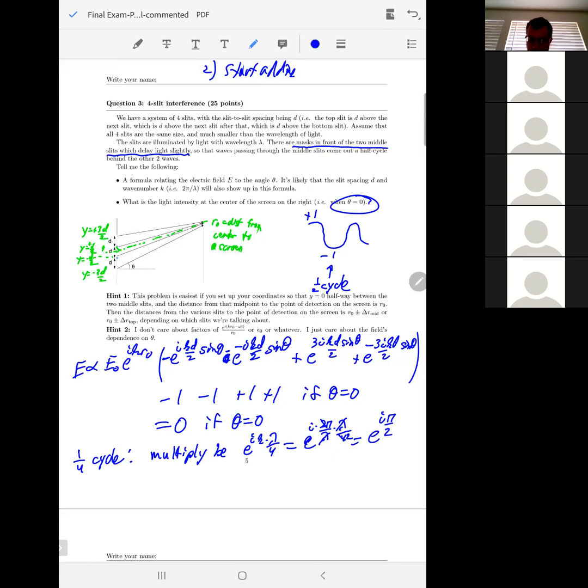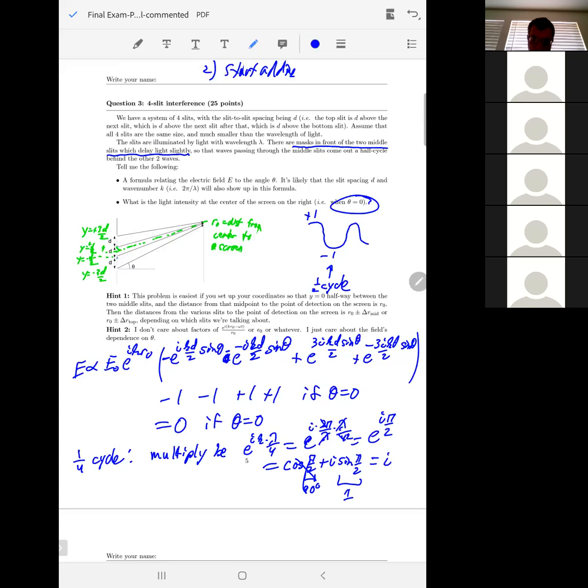Anybody know what e to the I pi over 2 is? Cosine pi over 2 plus I sine pi over 2. Pi over 2 is the same as 90 degrees. And what's the cosine of 90 degrees? 0. Sine of 90 degrees is 1, and so we're left with just I.